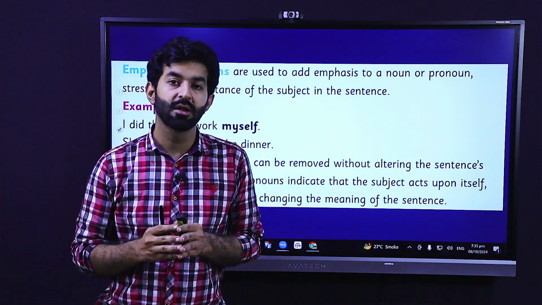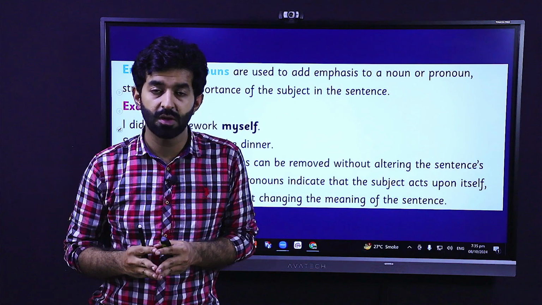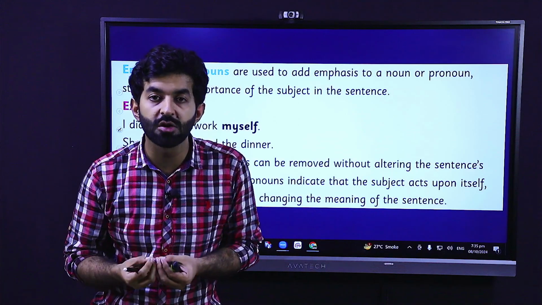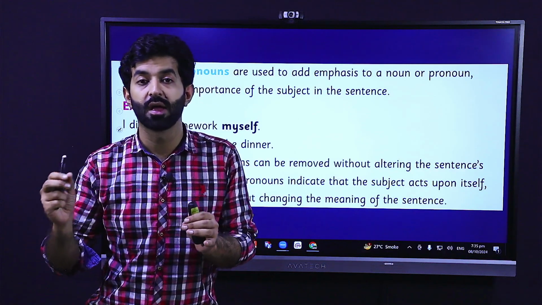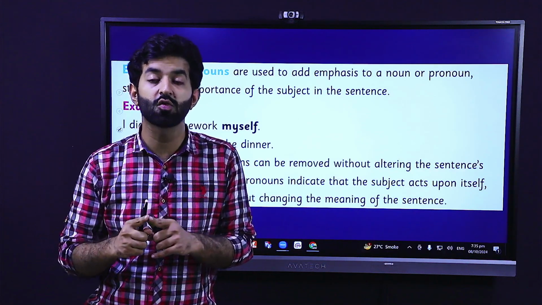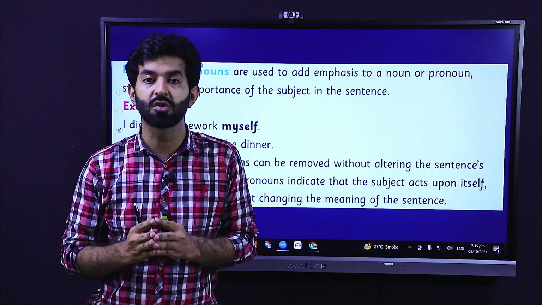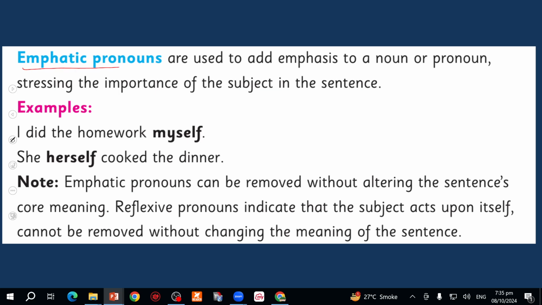I hope that the previous pronouns are clear. Let's talk about another type of pronoun. Students, all these pronouns, these kinds are very important to understand, because if we use an incorrect pronoun in any other situation, then that sentence will lose its meaning and that would be considered incorrect. Let's look at emphatic pronouns. What kind of pronouns are they? They are used to add emphasis, and that's why we call them emphatic.